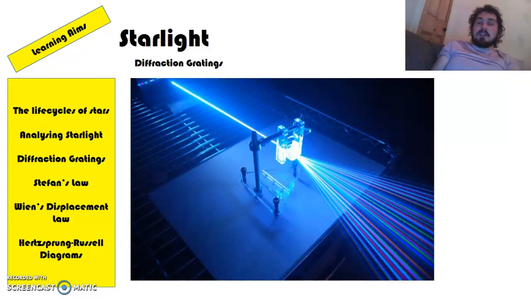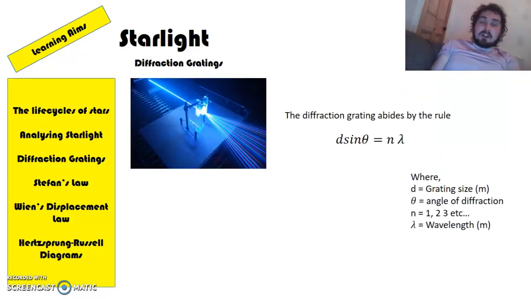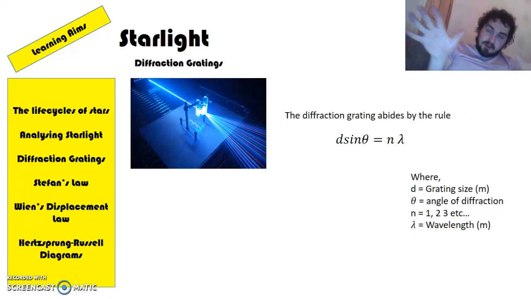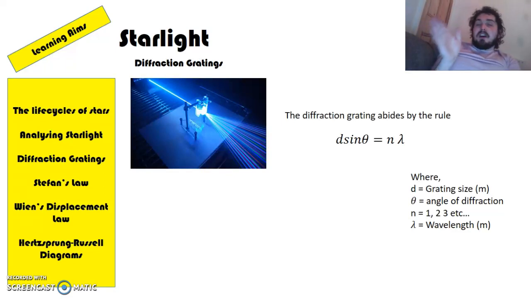All of them will be dispersed, diffracted by a different amount depending on that wavelength. And it works according to the rule d sine theta equals n lambda, where d is the size of the grating, which is the space between one slit and the next slit, which is causing the light to spread, where theta is the angle of that diffraction, where n is whether it's the first, second or third appearance of that wave colour.